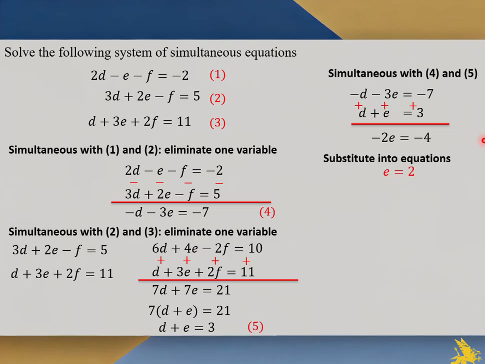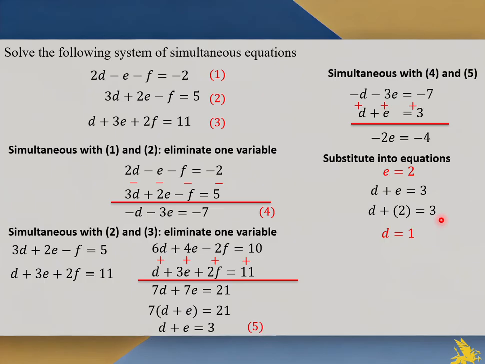This is where I'm going to use that e equals 2 and substitute it into an equation. The easiest one would be going back to equation 5, where it says d plus e is equal to 3. If I put that 2 in, I've got d plus 2 is equal to 3, so I take away 2 and I get d equals 1.